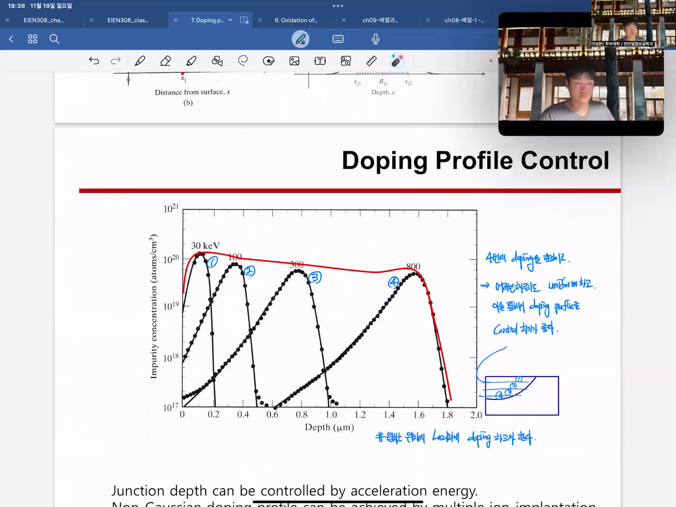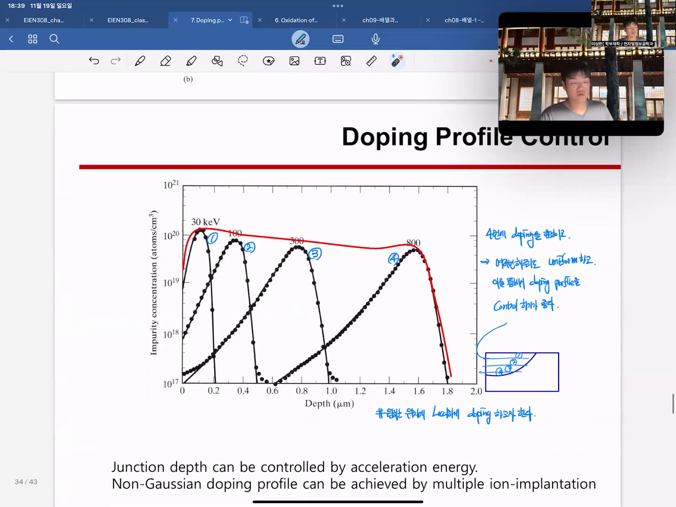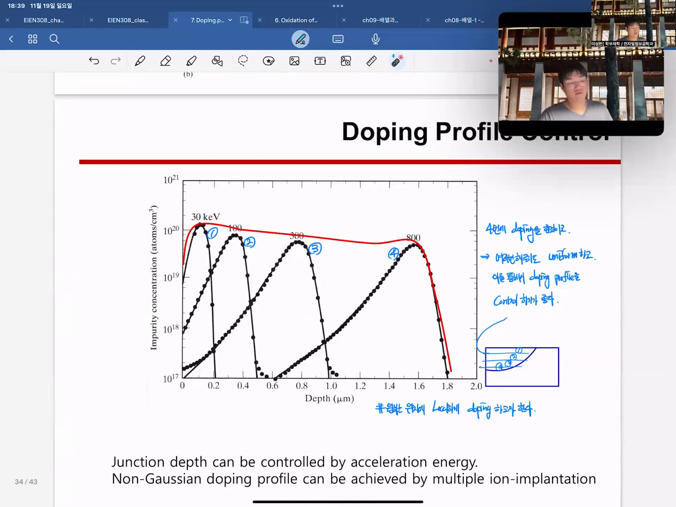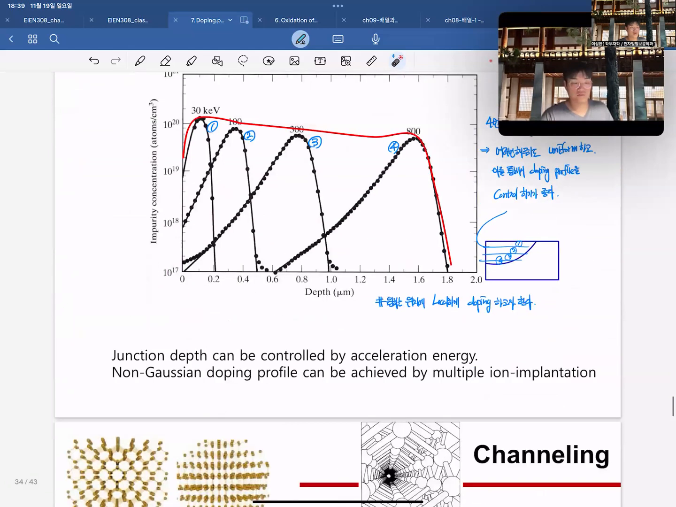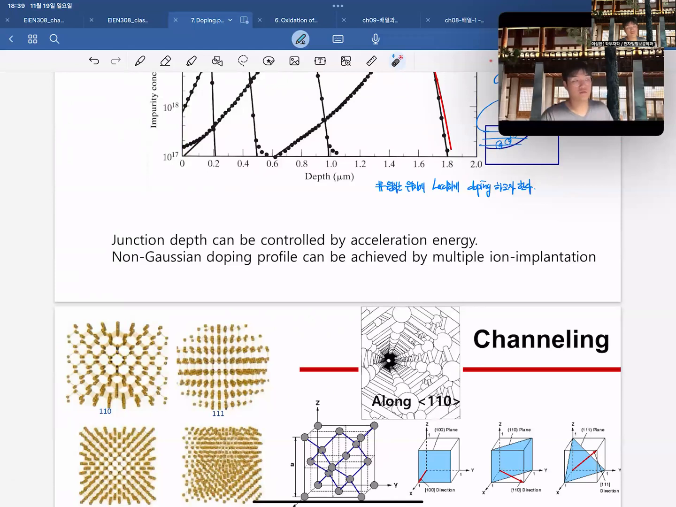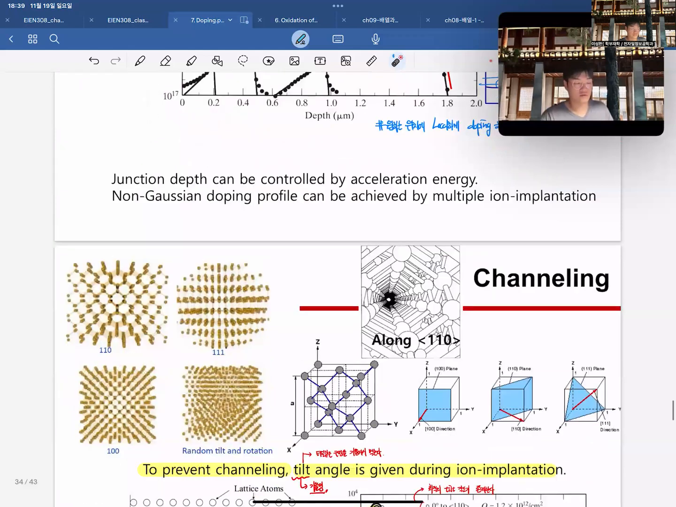And this graph has four ion implantations. This ion implantation is good. So in total, the doping profile is here. And this means there are four times of controlling this doping profile, so we can make an easier and more precise doped junction.